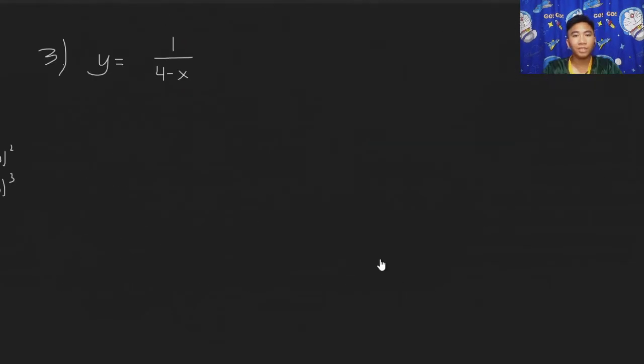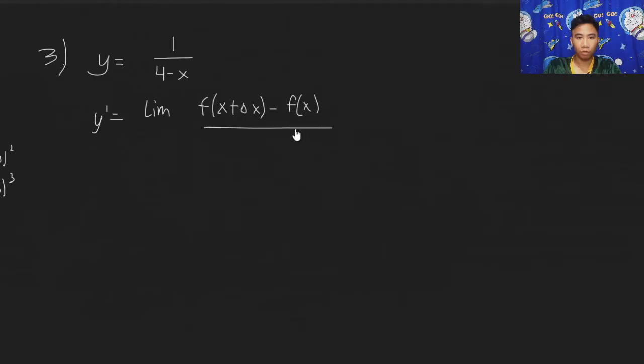Next number. So, number 3 naman tayo. So, ang example is y is equal to 1 all over 4 minus x. So, simply write the formula. Y prime is equal to the limit of the f of x plus delta x minus the original function all over the delta x, as delta x approaches to 0. So, simply, substitution tayo.